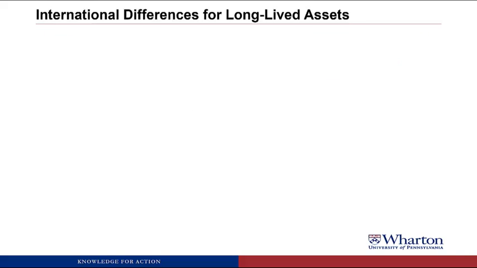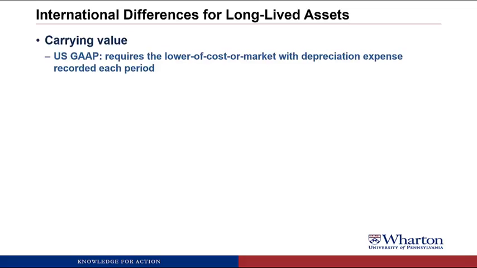To wrap up, there are a few major differences between US GAAP and IFRS for long-lived assets, and I wanted to summarize them all on this slide. When we look at the carrying value of long-lived assets, so the value that they're on the balance sheet, under US GAAP, you have to use lower of cost or market, so you can't write an asset up in value, but you can write it down if it's impaired, and you have depreciation expense recorded each period.